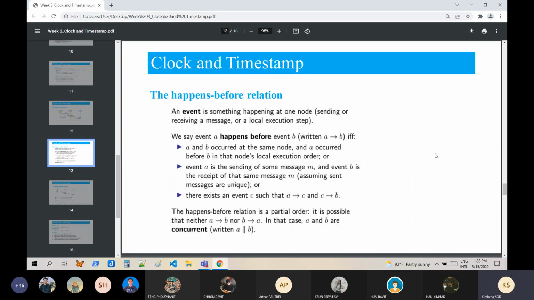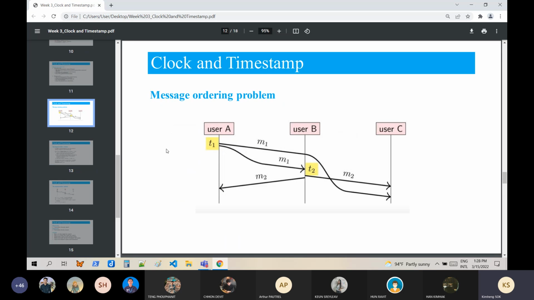To solve the problem, there is one solution called the happen-before relation. The happen-before relation is the relationship between two events. Okay. So what is an event? An event is something happening at one node: sending or receiving a message, or a local execution step. For example, when user 1 sends something to user 2, it is an event. When user 1 does something within themselves, it is also an event. That we call an event.